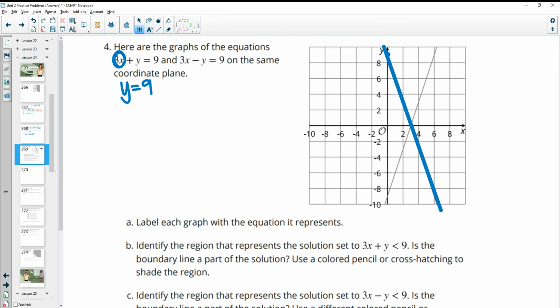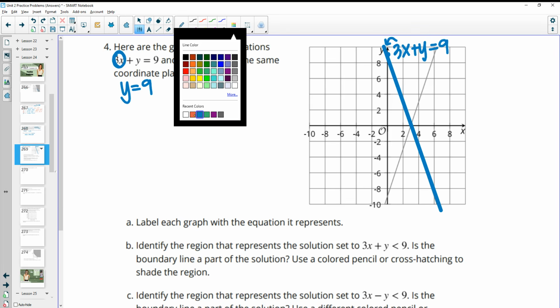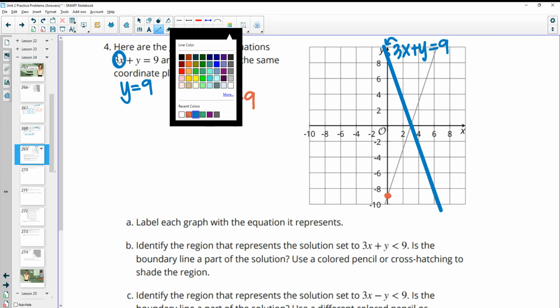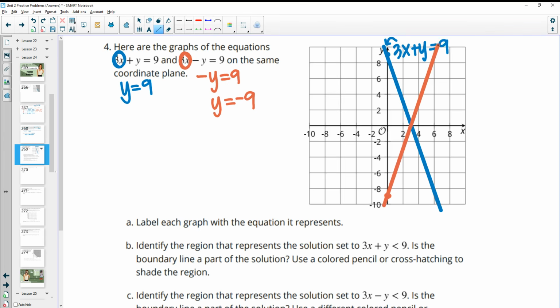And then you can label it on your paper by writing next to it, 3x plus y equals 9 is for this one. Then for the next one, obviously we know which one it is now, but I can still check it by plugging 0 in for x. We get negative y equals 9. So that means that y equals negative 9, which is this equation here. So this one is the equation for 3x minus y equals 9.